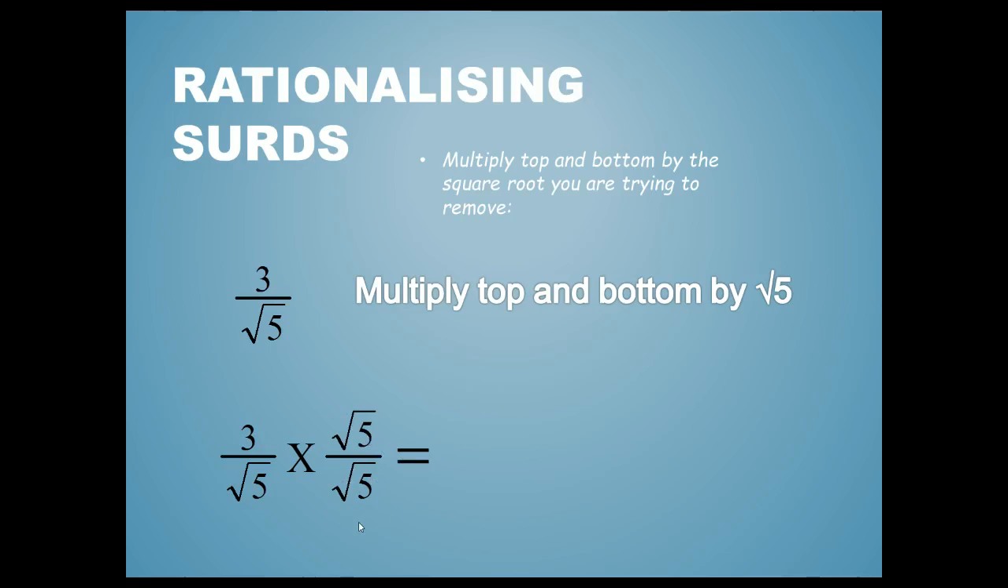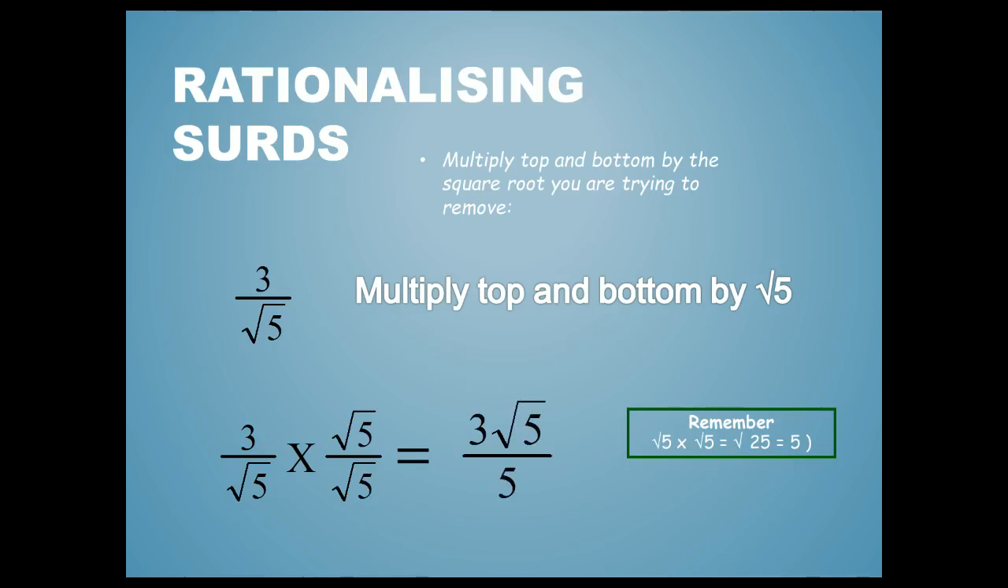It's a bit like multiplying a million divided by a million. A million divided by a million is just 1. As long as we're not changing the number beforehand, we're just manoeuvring about what way it looks. So we multiply 3 times root 5, and we get 3 root 5. We get our square root of 5 times the square root of 5 is the square root of 25, which gives us 5. So we end up with 3 root 5 over 5.